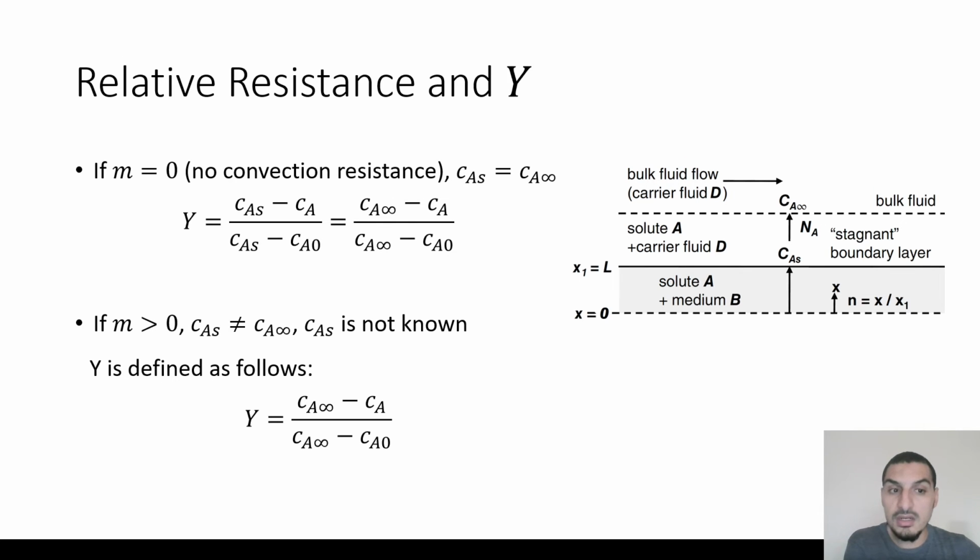So we're still going to use the same form of the equation for the two cases, for M equals 0 and M more than 0, but the value of M is going to adjust the difference between CAS and CA node in this case.